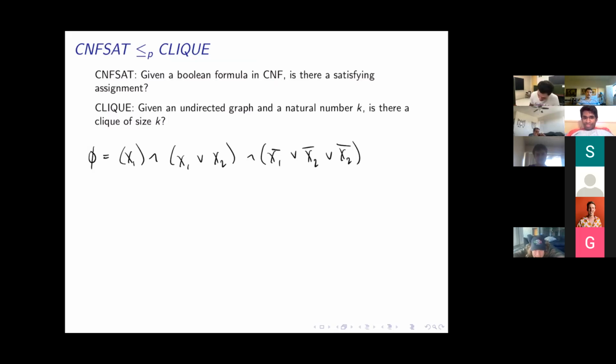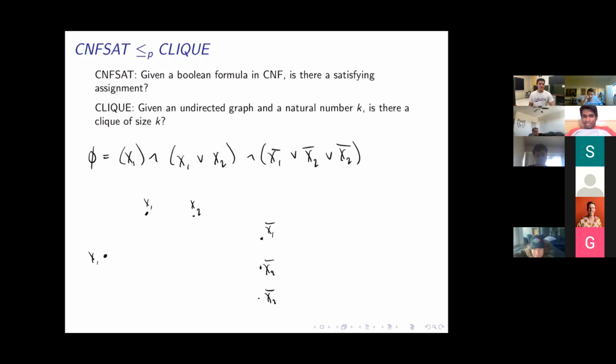I'm going to make one node for each of these Boolean variables, each of the literals. So here's my x1 node, here's x1, here's x2. Because I know where I'm going, I'm drawing these in a certain order. And here are the nodes for the rest of them.